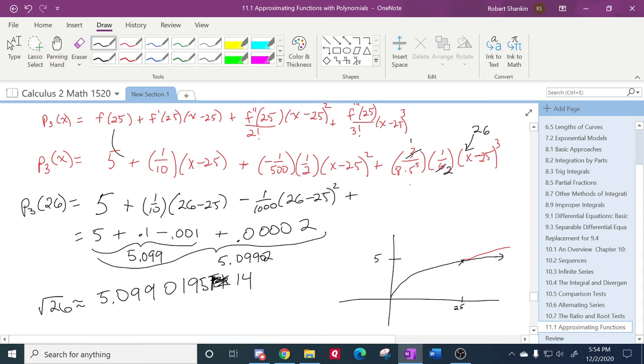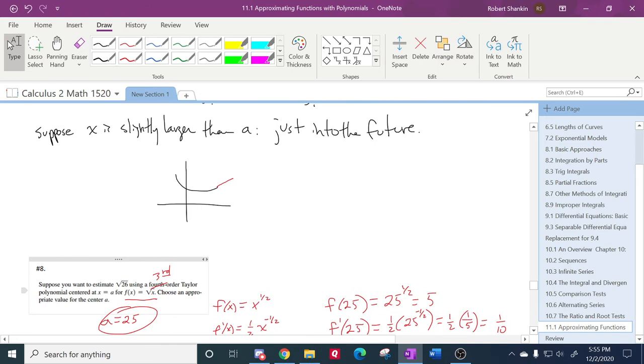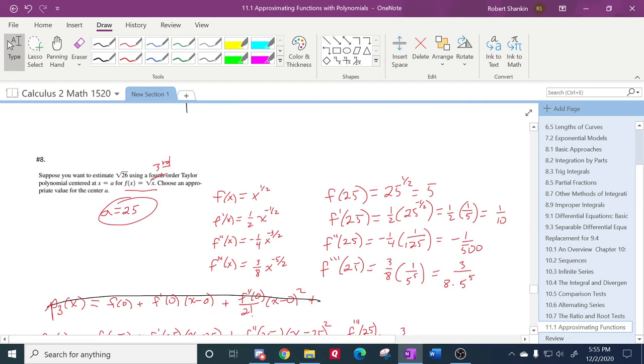And you see how quickly this convergent series is going to converge on the correct answer. We don't have to go out very many terms because we used a value of a that was fairly close to this. We used the one that we knew the square root of, which was the square root of 25. Now in actuality, we wouldn't use a Taylor polynomial for the square root of x, because we can just punch it in our calculators and it's much quicker.